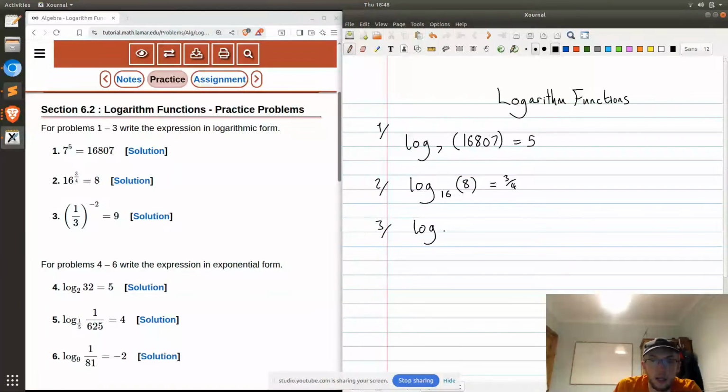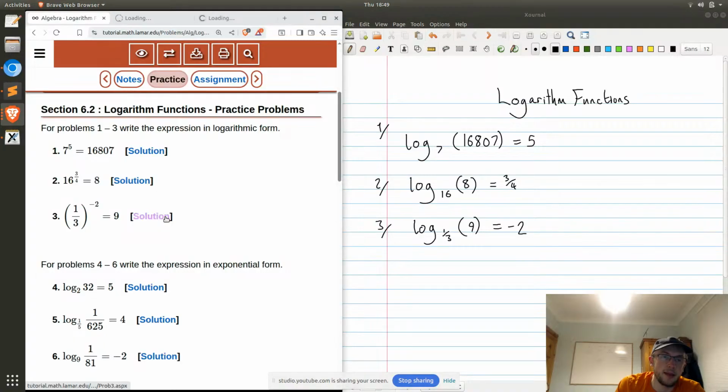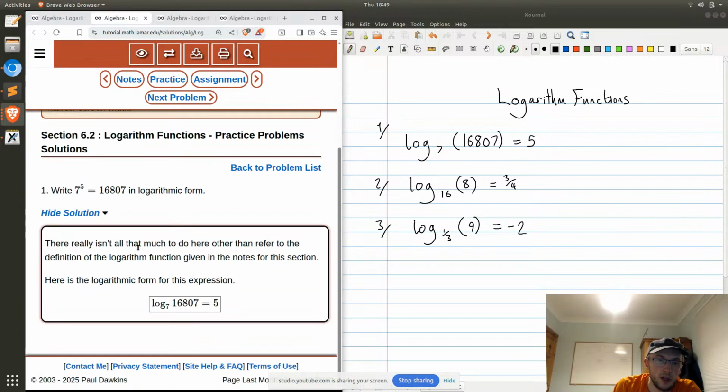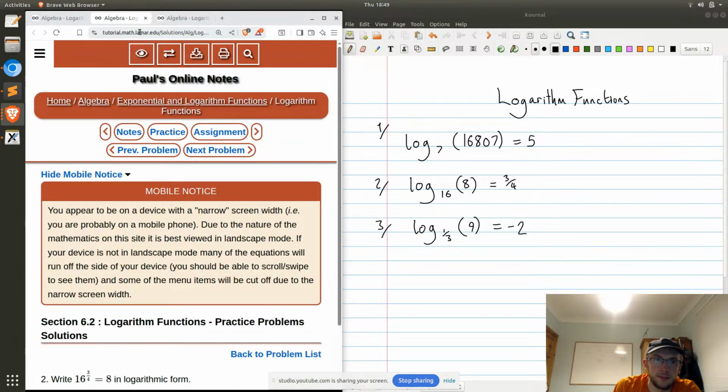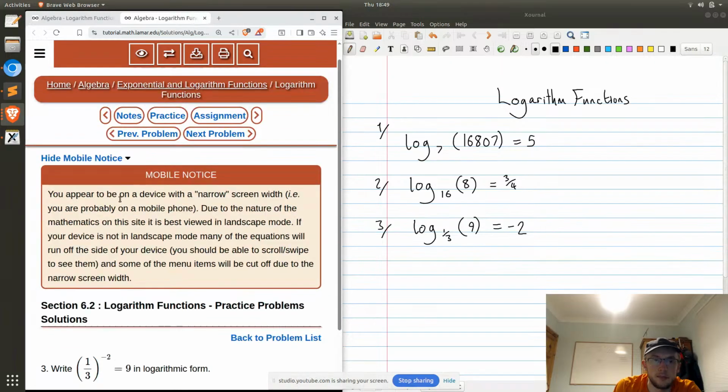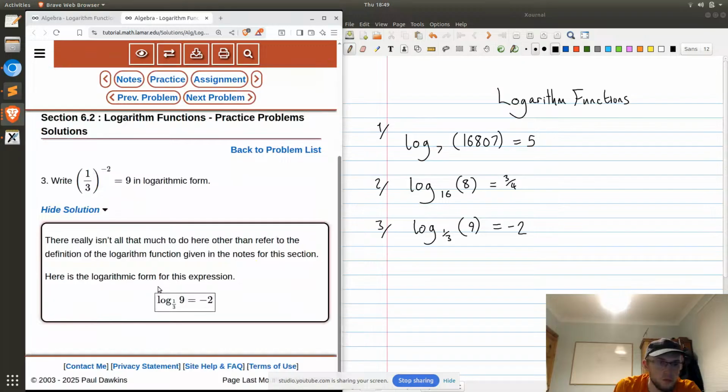To put it another way, the logarithm base 1/3 of 9 equals negative 2. And we check if those are correct. First one is right. Second one is right. And the third one is right.